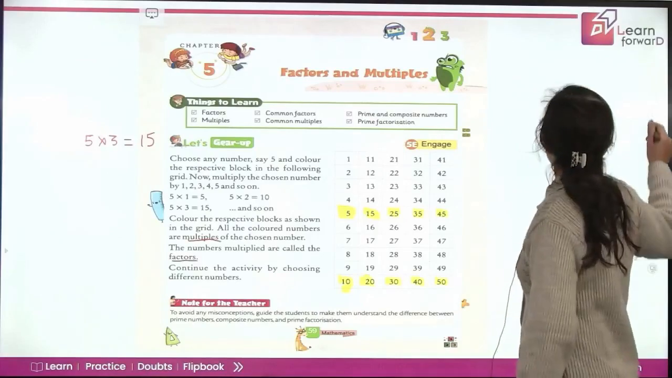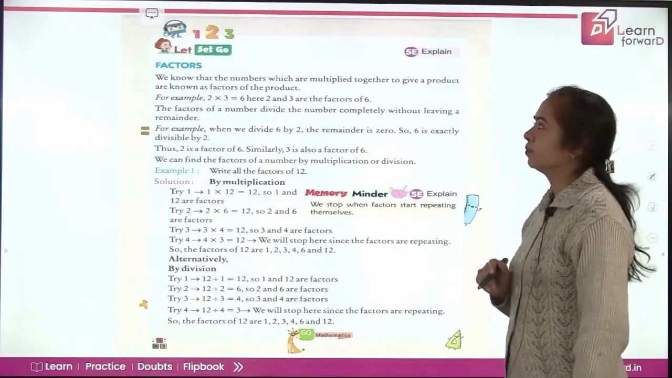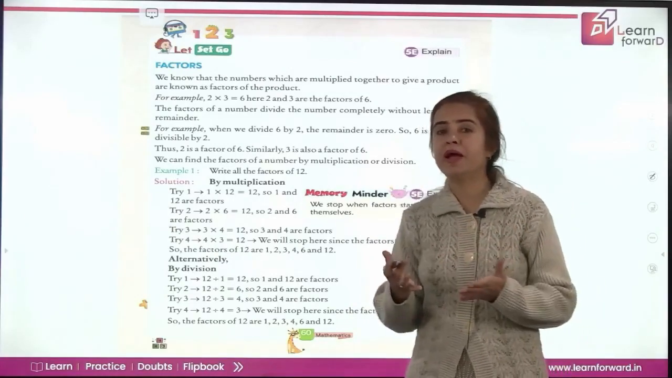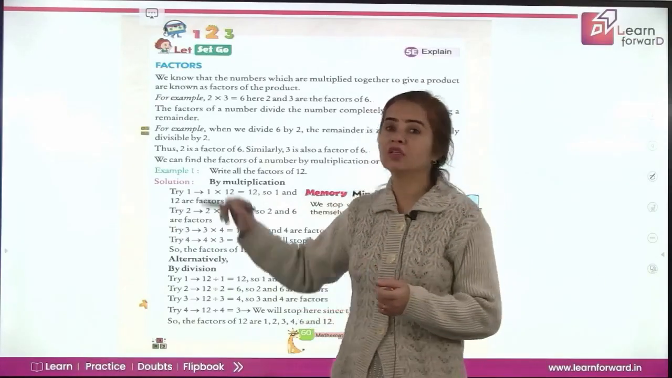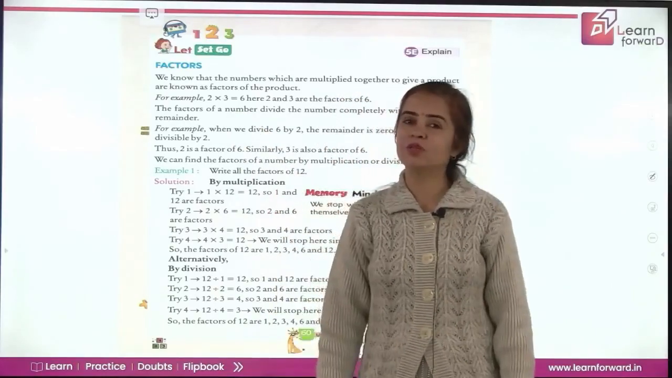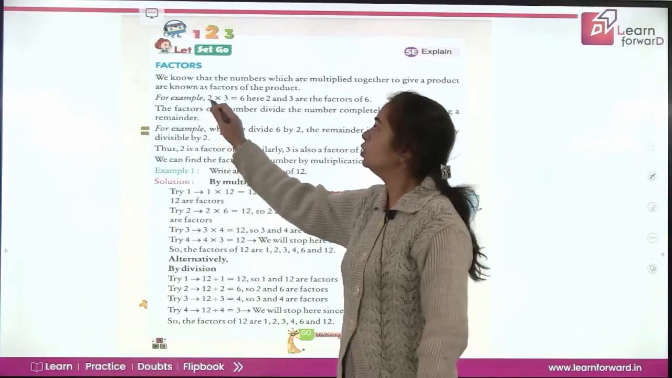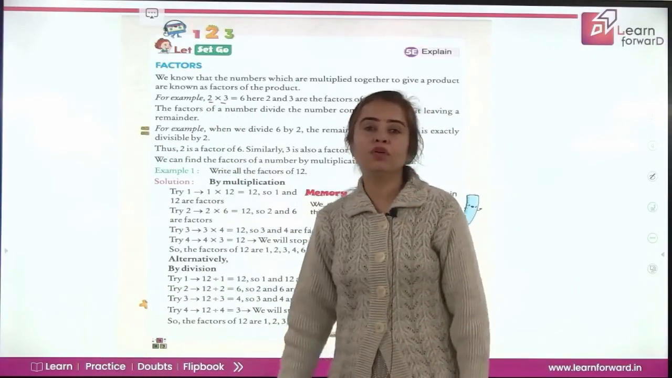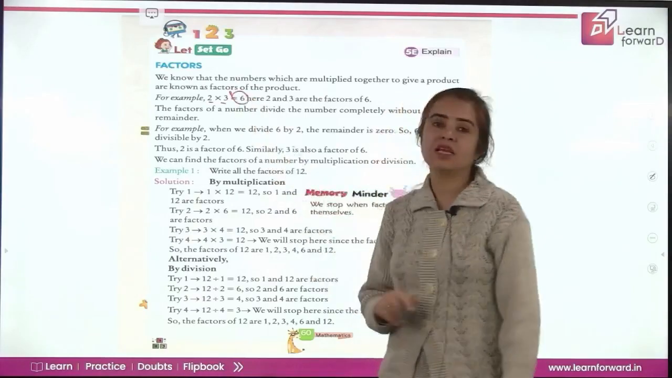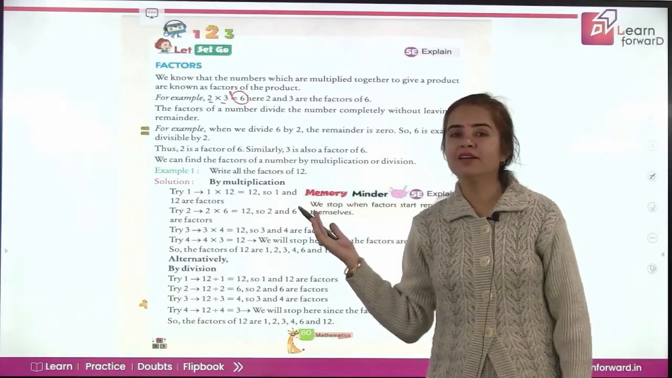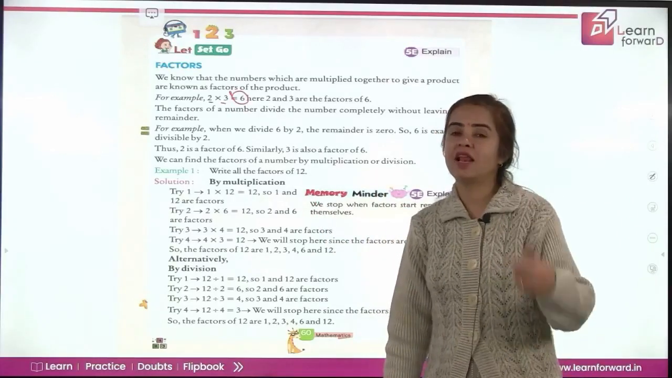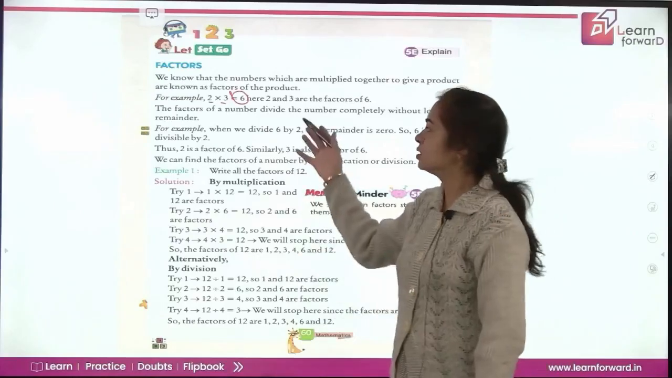So let's move ahead. What are factors? I have just told you the numbers that are multiplied are called the factors of the product. So if you have 2 times 3 is equal to 6, how do you say? 2 and 3, both of these numbers are the factors of 6. And what is 6 called? Perfect. 6 is called the multiple of 2 as well as 3. So this is a new term for you.